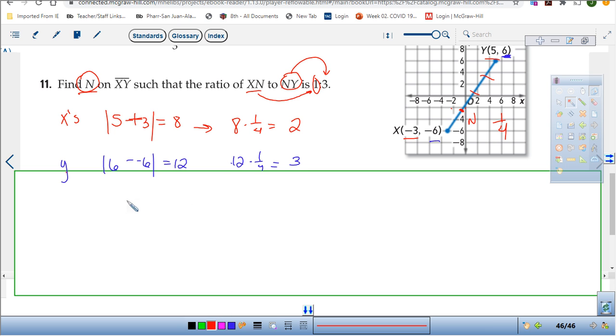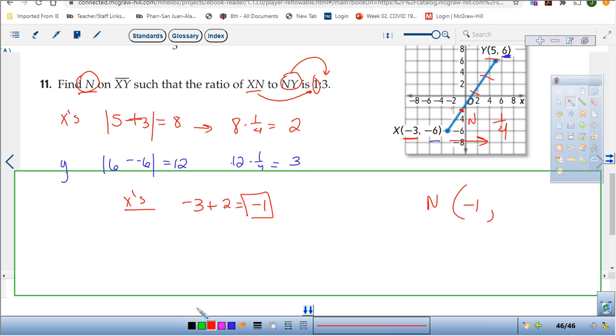So let's come back to the x's. When it comes to the x's, we're going to start off at this x going to that x. So if you look at that, we're going to go in what direction? Positive. So we're going to go from -3 plus 2, also known as -1. So that's my coordinate. We're looking for n. So n has a coordinate with a -1.